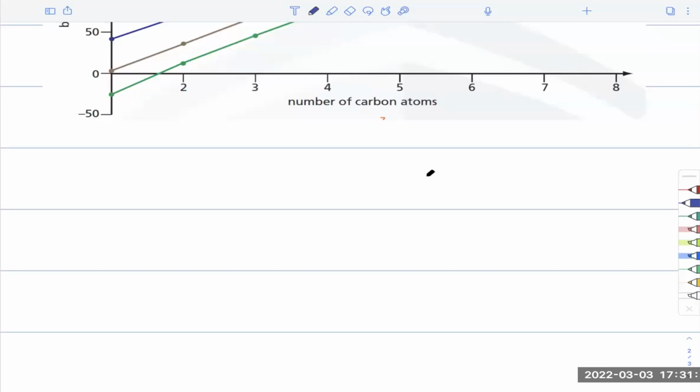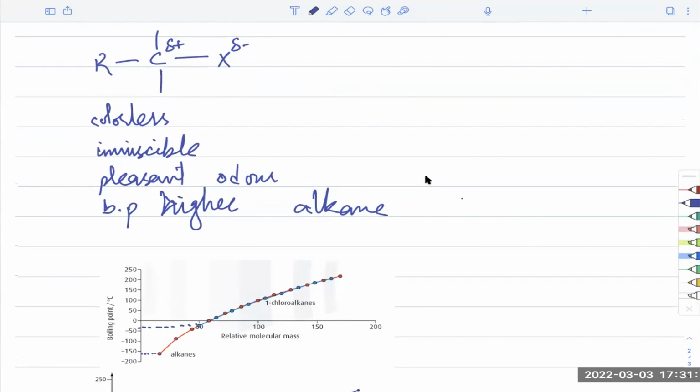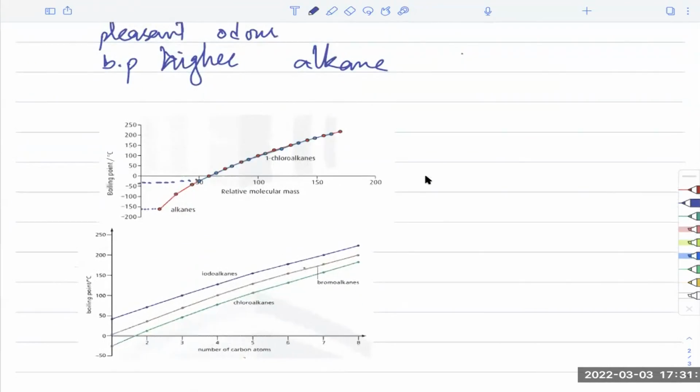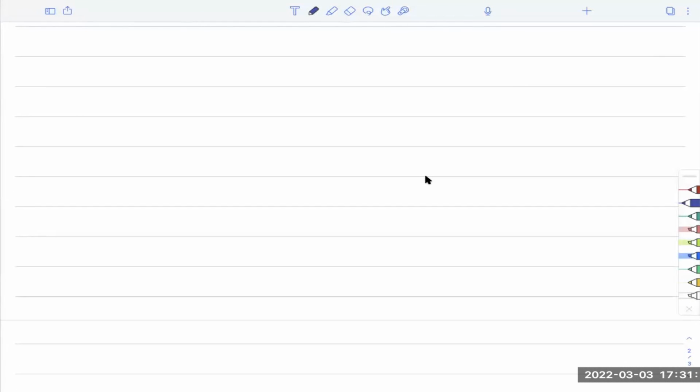And there's two questions about physical properties that are asked. Number one, why do they not dissolve in water? And number two, why is their boiling point higher than that of alkanes, and why is there a trend in the boiling point of different halogens with the alkanes? So those are the two questions that are usually asked, and we have answered those. Now let's talk about their reactivity.